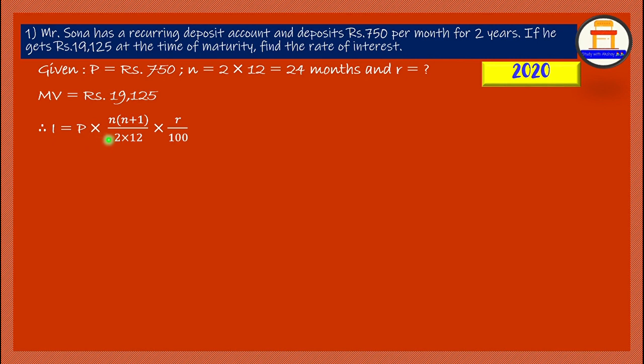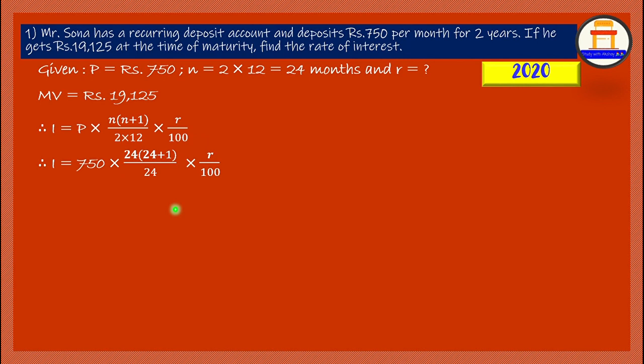Since we are aware of the interest formula, I is equal to P into n of n plus 1 into R divided by 2 into 12 into 100. Let's substitute the value of principal as well as number of months. Let's not put any other variables in place of R. Let's keep R itself in order to avoid confusion. So upon substituting P, we get 750 into, in place of n, we are substituting 24: 24 of 24 plus 1 into r divided by 24 into 100. In the first step, while writing the formula only, you can substitute it as 2400. No issues.